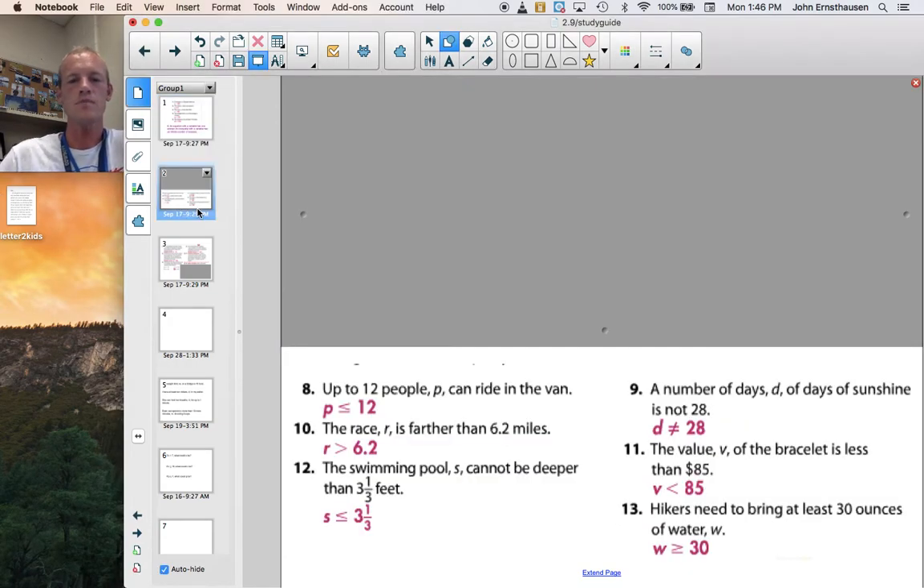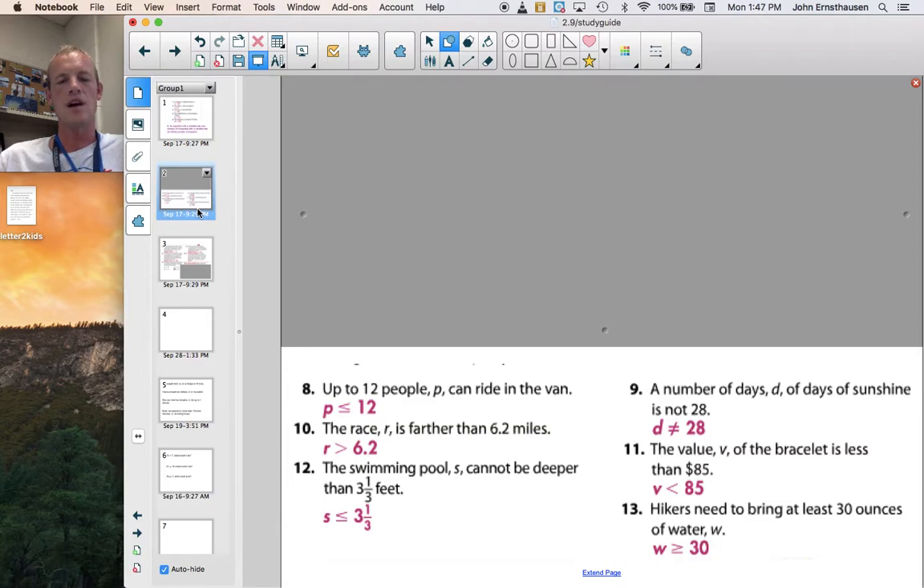Moving on. For number 8, up to 12 people can ride in the van. P goes on the left. Up to means less than or equal to, so P is less than or equal to 12. A number of days D of sunshine is not equal to 28, so D is not equal to 28. That's the not equal to symbol.